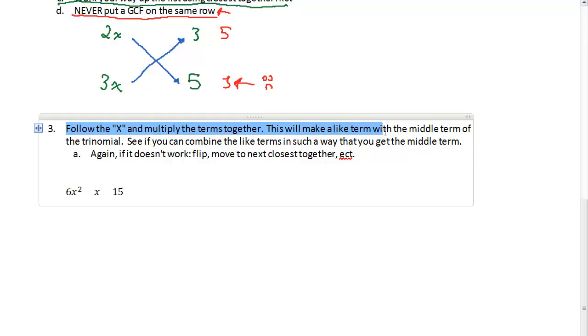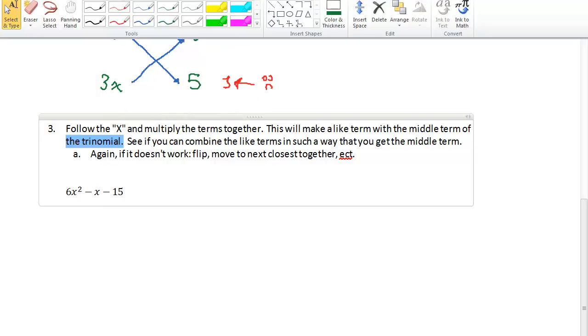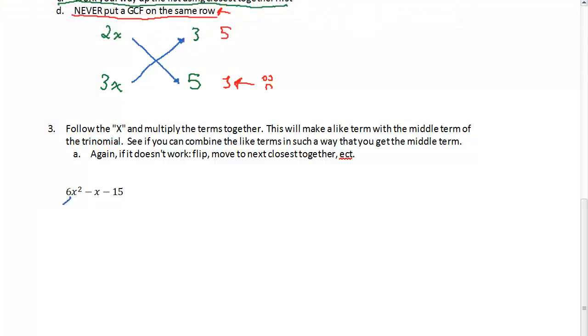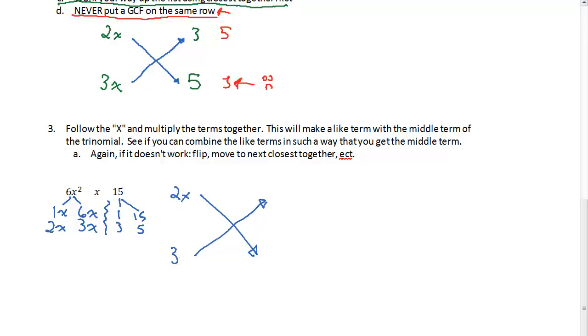And this will make like terms with the middle term of the trinomial. Okay, so let me go ahead and draw this in so that we have a good idea of what's going on. Remember, we did 1x and 6x, 2x and 3x, 1 and 15, and 3 and 5. I drew my x, and I put the 2x in front and the 3x in the back, and then I had the 3 up here and the 5 down here.